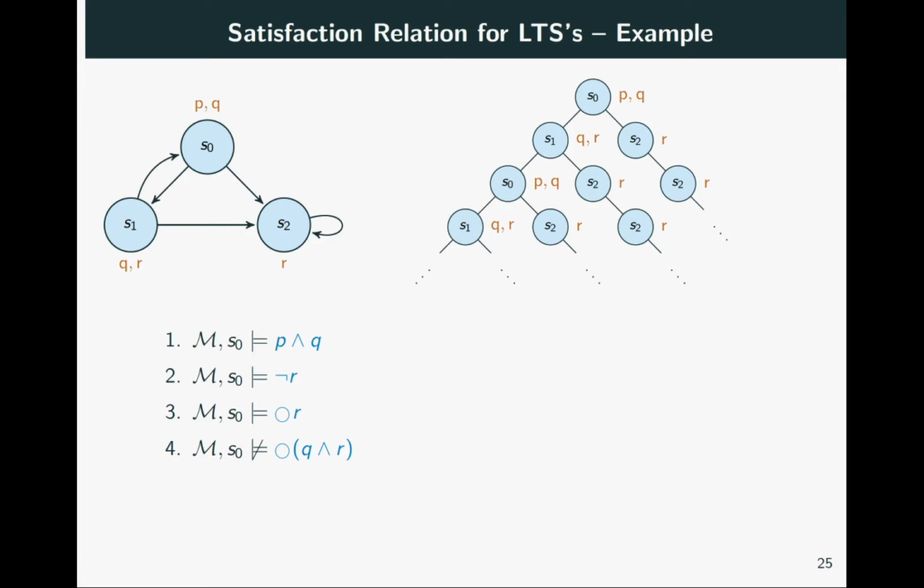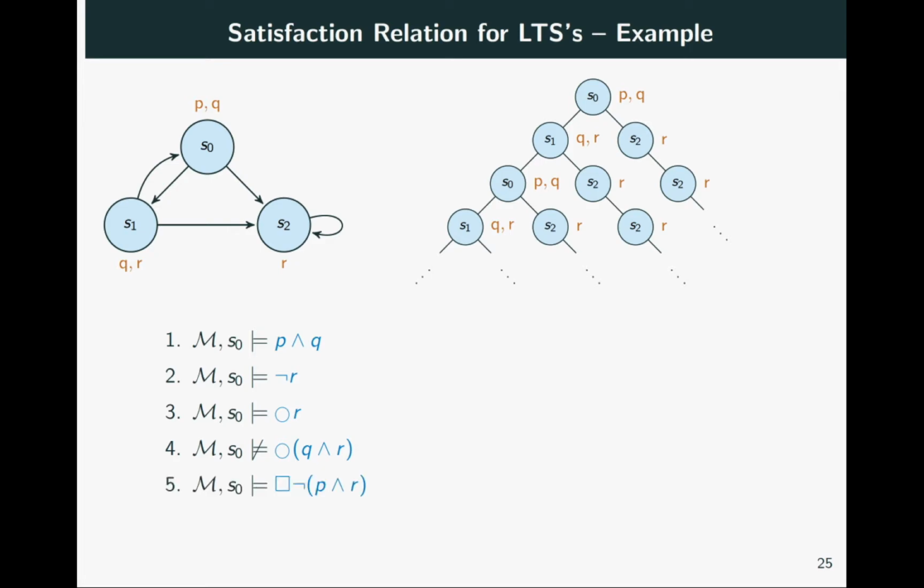Notice something important. To argue that an LTS satisfies a formula in a given state, we must argue that all paths starting in that state satisfy that formula. On the other hand, to argue that an LTS does not satisfy a formula, as we did last, it suffices to find one path that starts in that state and does not satisfy the formula.